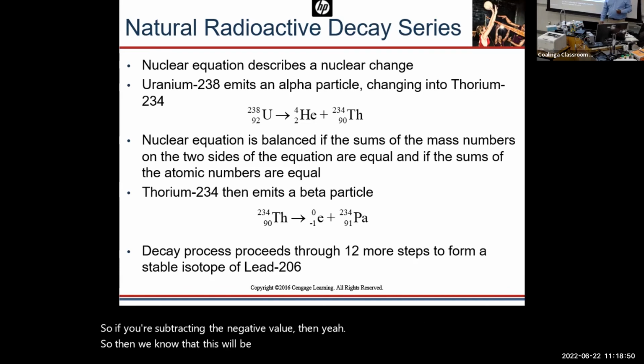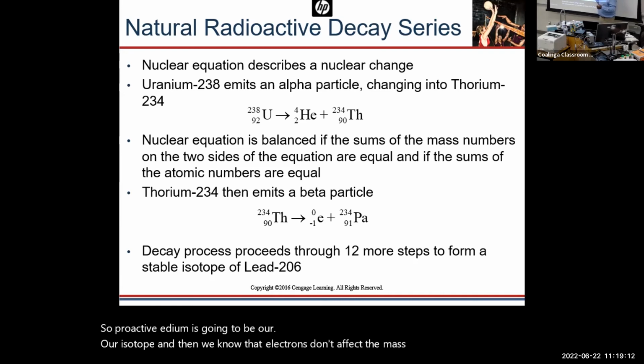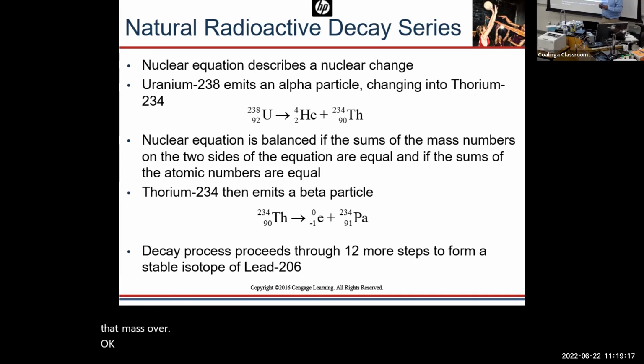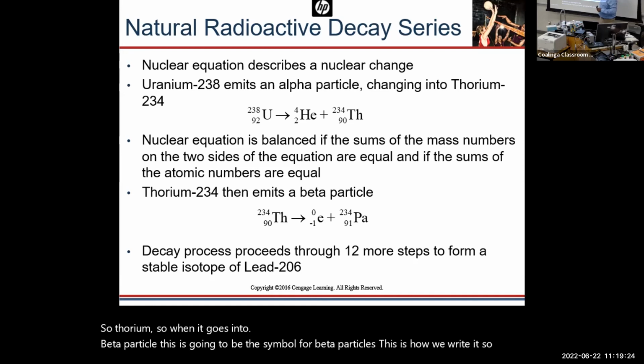So what is the element for atomic number 91? Actinium? Okay, so actinium is going to be our isotope. And we know that electrons don't affect the mass, so we just move that mass over. So thorium goes into a beta particle, and this is going to be the symbol for beta particles. This is how we write it so that we keep track.